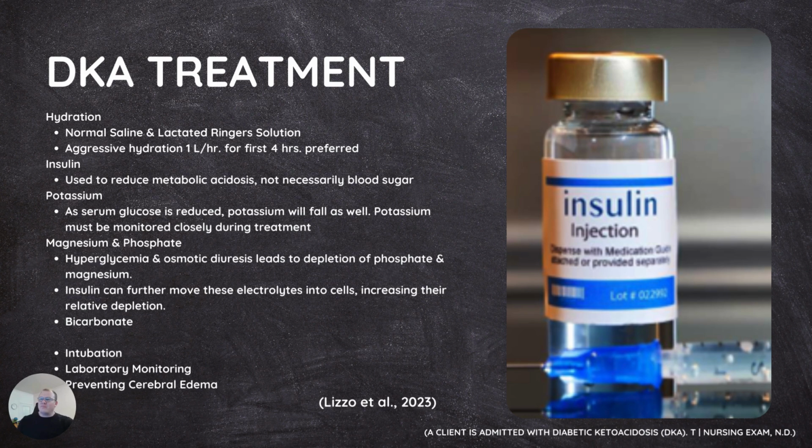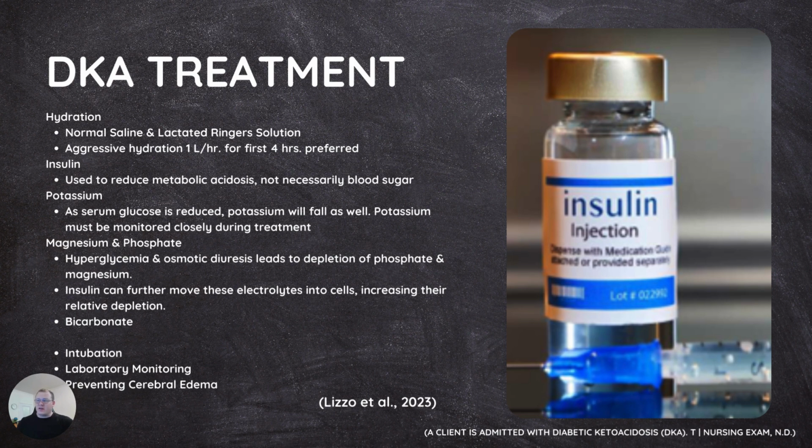So, hydration is important. Aggressive hydration. So again, we weren't wrong the way we were doing it for our short period of time on the ambulance. The little bit longer time that I had people, we were giving insulin, again, used to reduce the metabolic acidosis, not necessarily the blood sugar. But with their potassium, as serum glucose is reduced, potassium will fall as well. And potassium must be monitored closely during treatment.